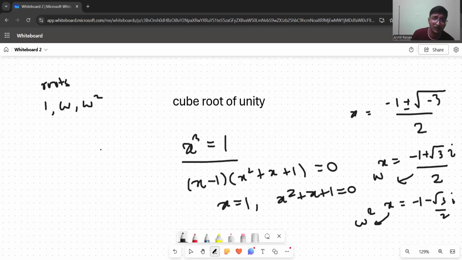Now you can ask why we have used omega square instead of something like omega 1 and omega 2, because it is actually a square. And you can see that, let's say we multiply these two things, right?